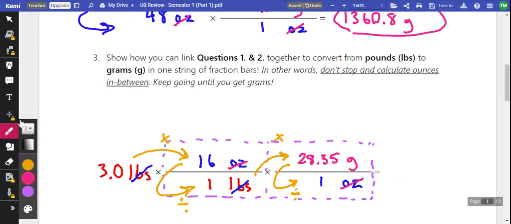Should end up at 1,360.8 grams. I can even plug this back in my calculator, make sure I got the right thing. Yep, looks good to me. So this is our answer.